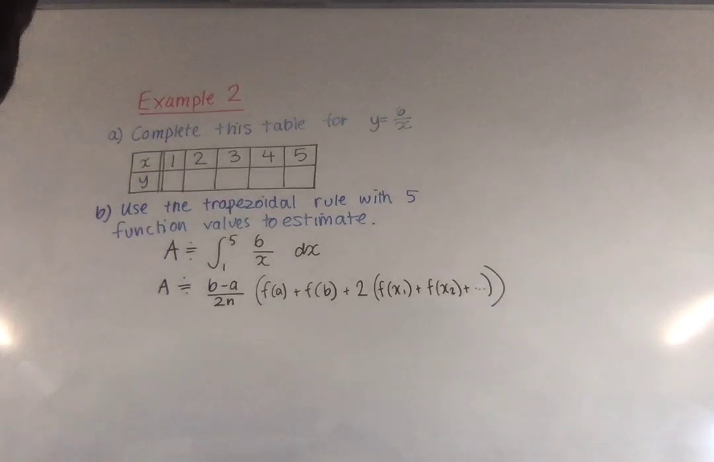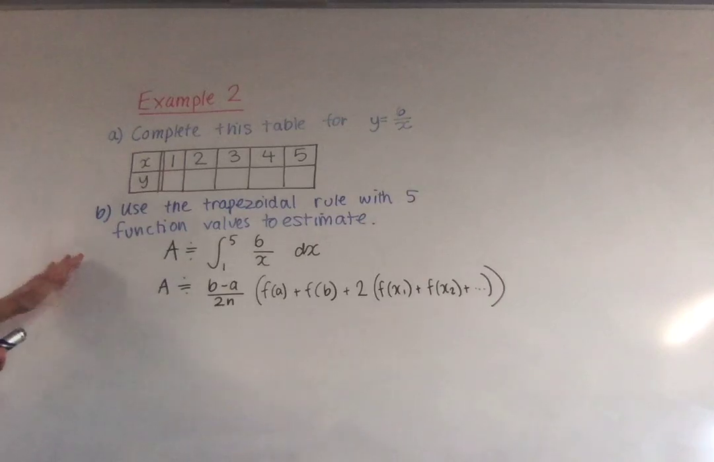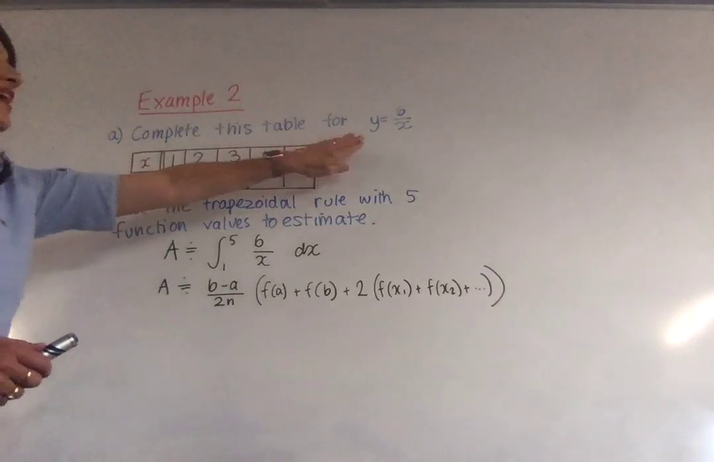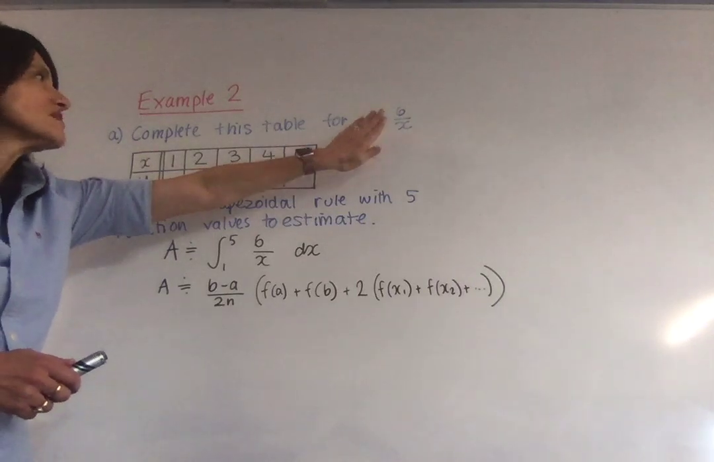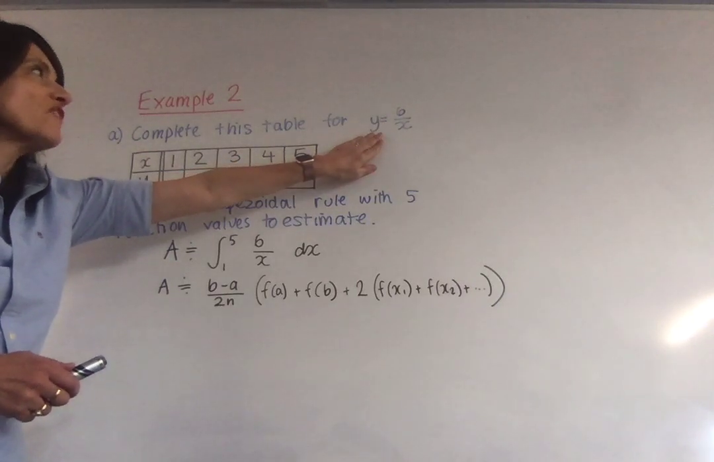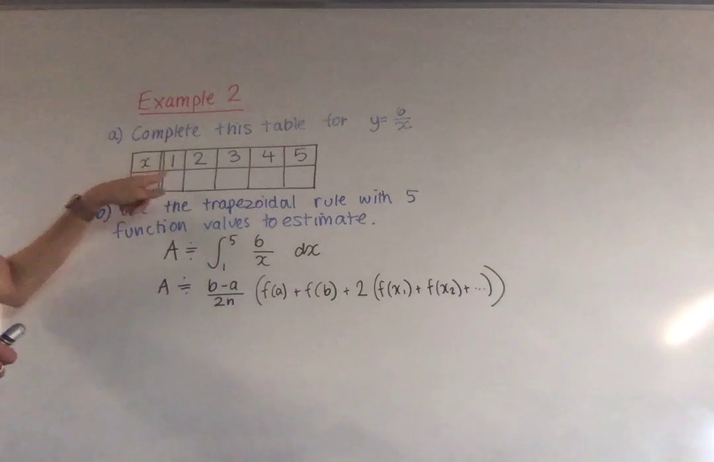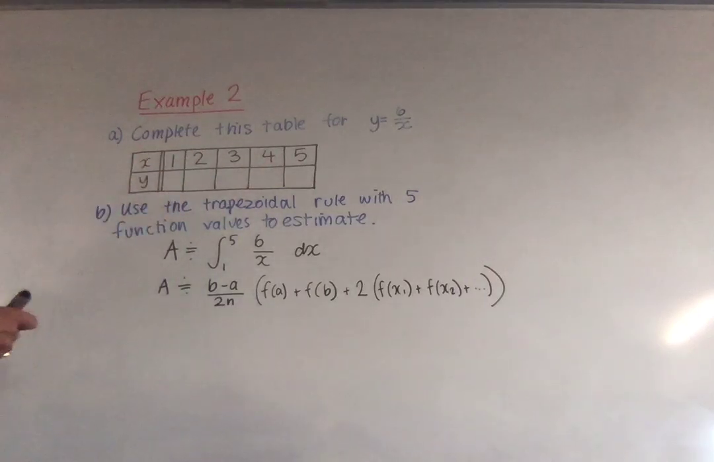Okay, let's see how we can use the trapezoidal rule to estimate the area under a curve and then compare it to what we expect to get. So if our function is y equals 6 on x, let's complete the table of values.